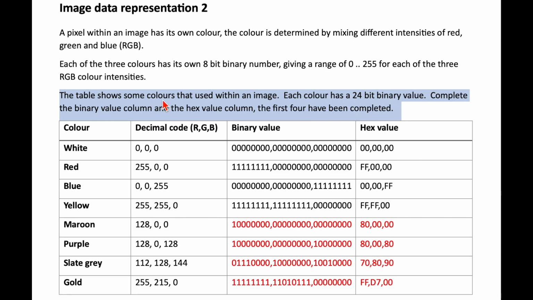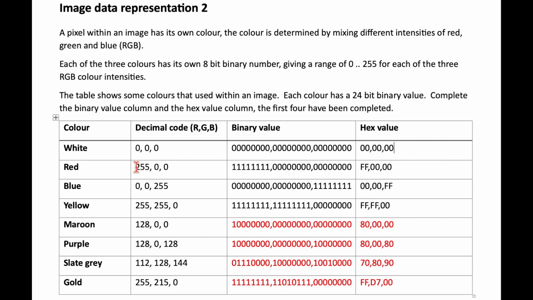The table shows some colors that are used within an image. Each color has a 24-bit binary value. Complete the binary value column and the hex column. The first four have been completed for you. So let's just look at some examples.